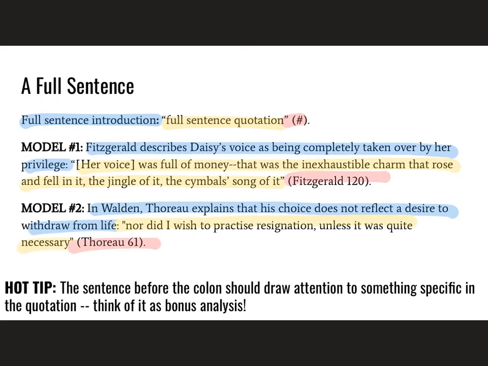Check it out. In both model number 1 and model number 2, we have a full sentence that could totally stand on its own before each quotation, and the quotations are always being set off by colons. What you might notice is that each of the introductory sentences in blue are really providing explanation and analysis. So this is the student being concise and economical with their language, right?